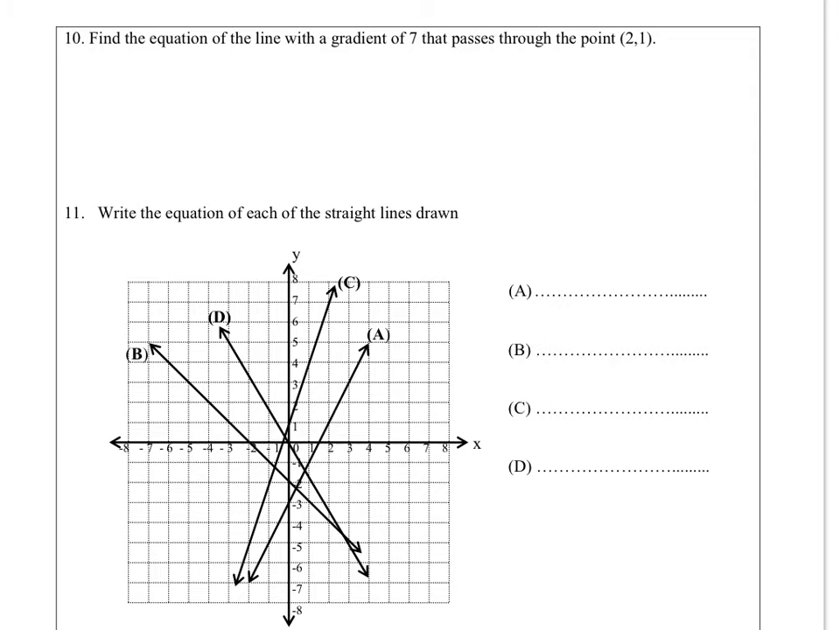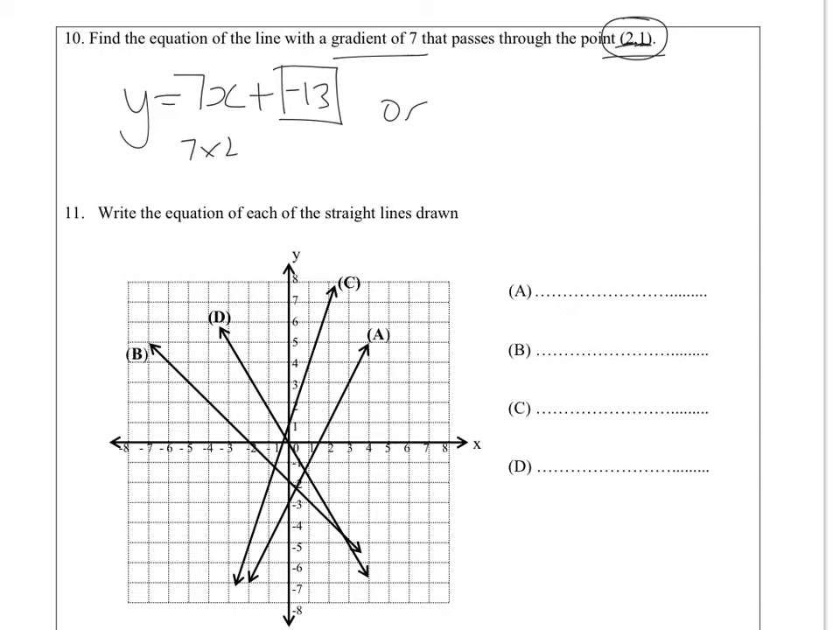Now question 10, find the equation of the line with gradient of 7 that goes through that point. So therefore, we can either use y equals mx plus b, so it has to be 7x plus something. Now, we're going to use this point here, and we know the x value is 2, so we're going to do 7 times 2, which is 14. But we need a y answer of 1. So how do you get from 14 to 1? You need to subtract 13.